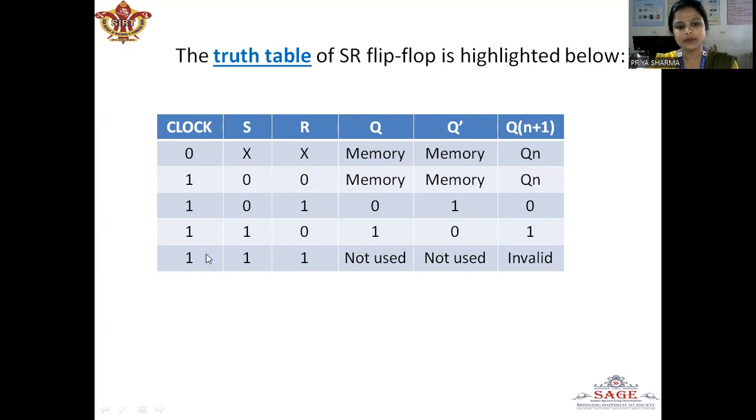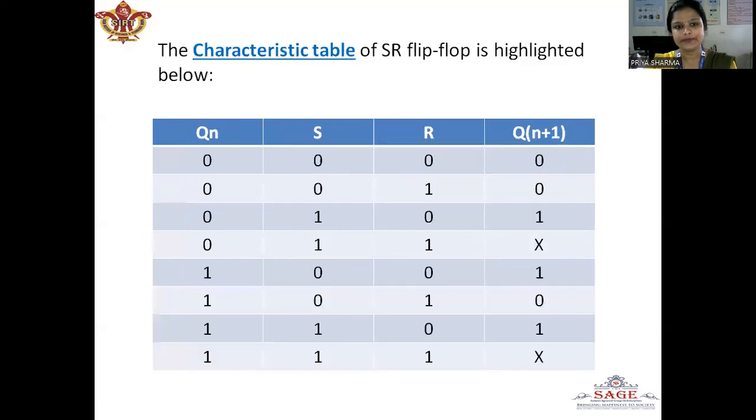When the clock is set to 1 and the maximum possible combinations of S and R are taken, the Q and Q dash will result in these. But when S and R are given 1, 1, this condition is not used in this flip-flop. This is the major drawback of the SR flip-flop, which has been overcome in the JK flip-flop. We'll continue to that in a while.